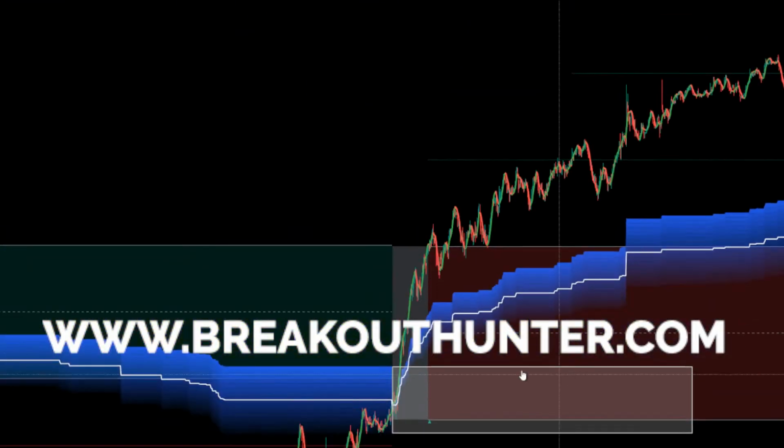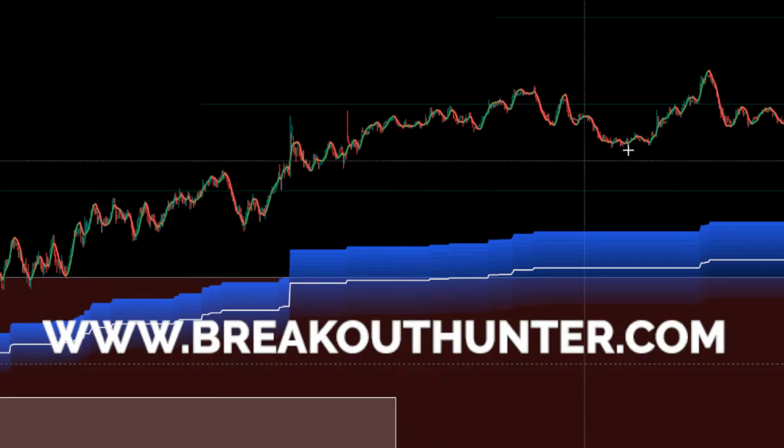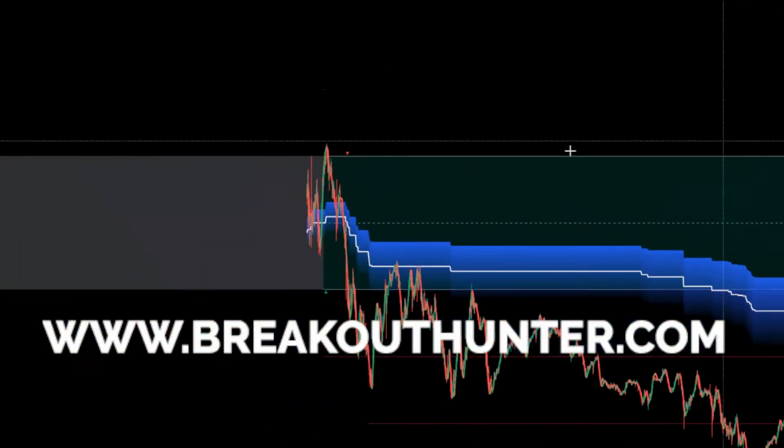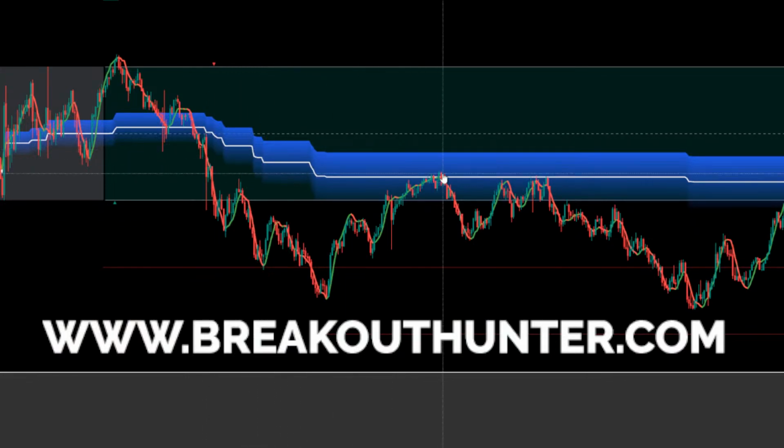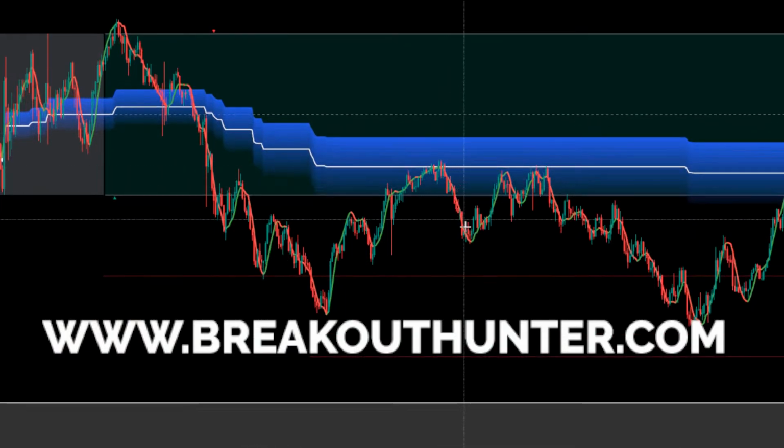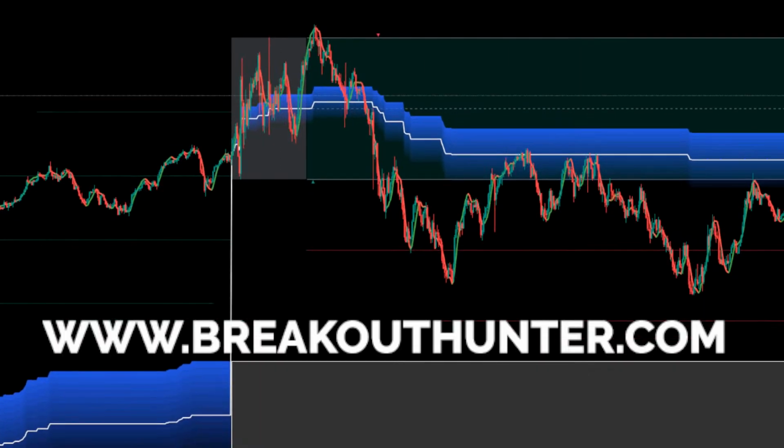Now let's look over here. This one just left the fucker and never came back. So that would be kind of a shitty day. Here you go. Here's your break and a retest of the orb. Comes back and retests it. See that? There's your trade right there.